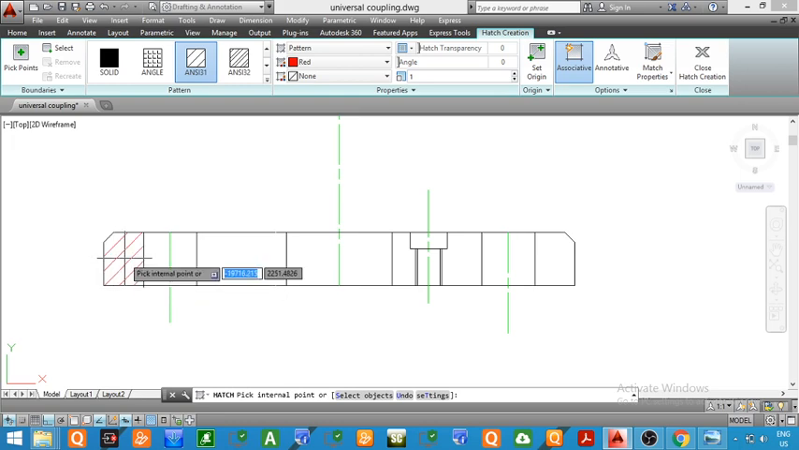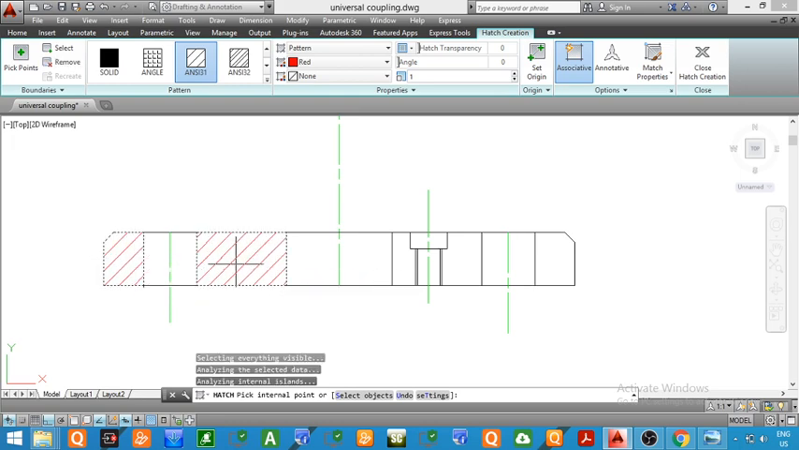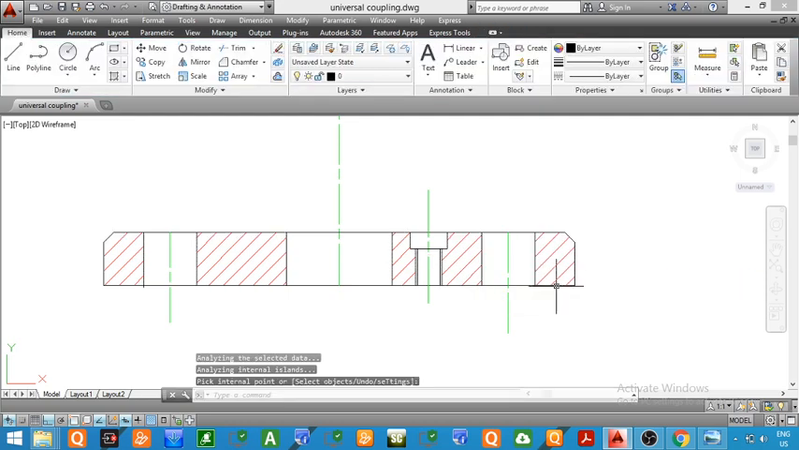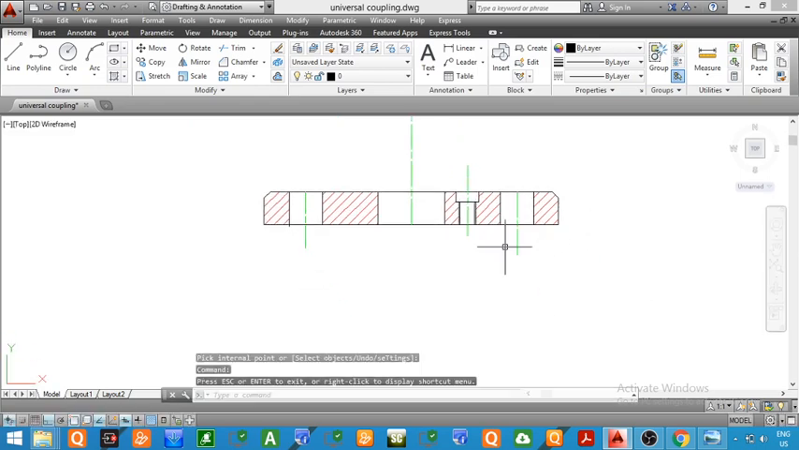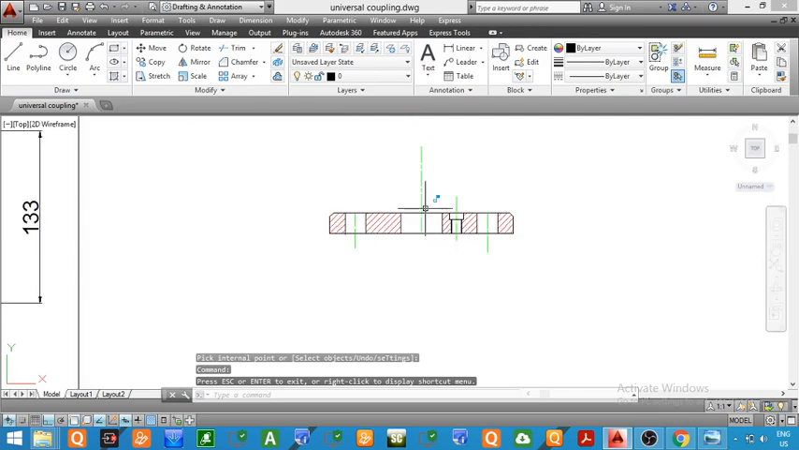So this is a solid part. Again, this is a solid part. This is a solid part. This will also be a solid part, and this is also a solid part. So you can see we have shown hatching lines in the solid parts. Now we have drawn the front view of this jig. This is the sectional front view.